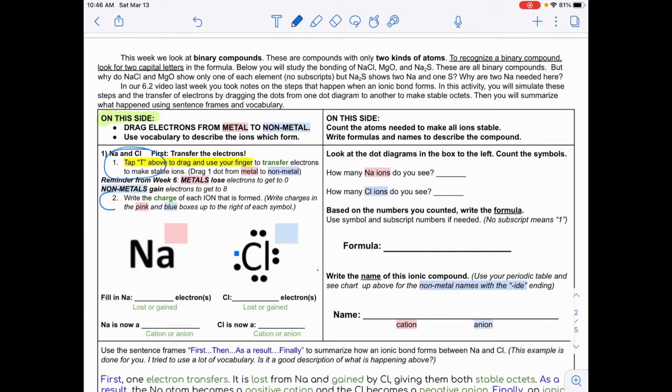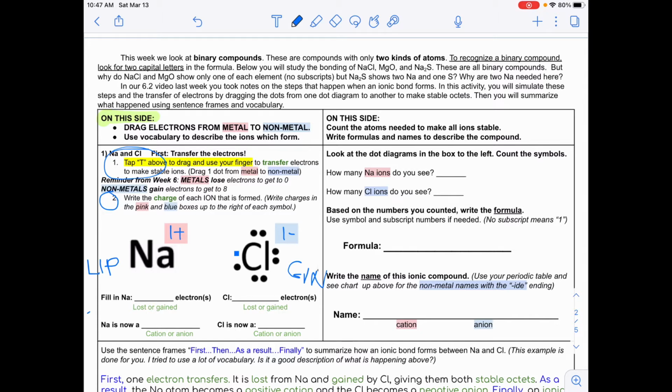All right, step 2. Write the charge of each ion that is formed. Write charges in the pink and blue boxes up to the right of each symbol. So we have to remember our memory tool from above, LIP and GIN. LIP stands for losing is positive. Na lost 1. Losing is positive, so it's positive 1, or plus 1, or 1 plus. Cl gained 1. Gaining is negative, so it is 1 minus. And you see they are both stable now.